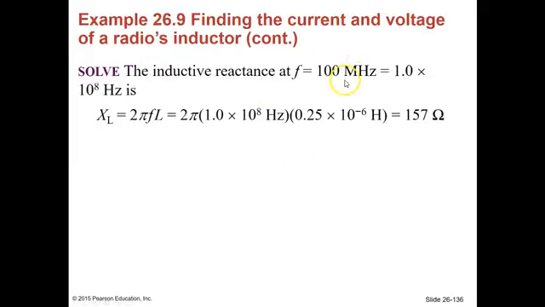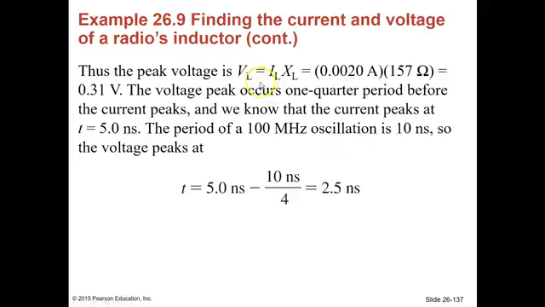The inductive reactance at 100 megahertz is 1 times 10 to the 8th hertz. Or you can do 100 times 10 to the 6th. It's up to you. So here's our inductive reactance is equal to 2 pi f L, 2 times pi. Here's our frequency. And then our value for L for the inductance was 0.25 microhenries, so that's times 10 to the negative 6. So we get 157 ohms for that one. The peak voltage is I times X, so we find out that it's 0.31 volts.